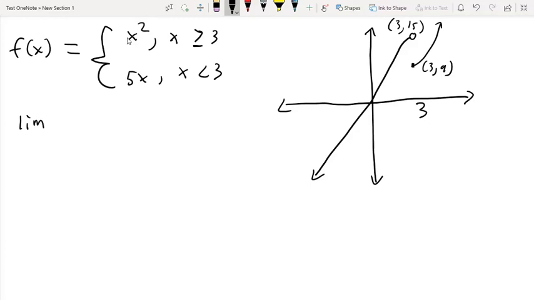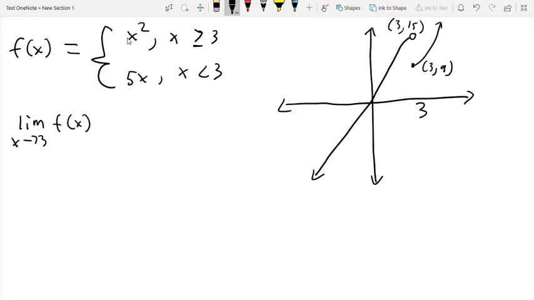Find the limit as x approaches 3 of f of x. Now we have a problem here, because if we look at this, this function doesn't seem to be approaching a specific value, does it? If we approach it from the right, we're going to see that it gets closer and closer to 9. It'll converge to 9. But if we approach it from the left, we'll see it's getting closer and closer to 15. It's going to converge to 15.